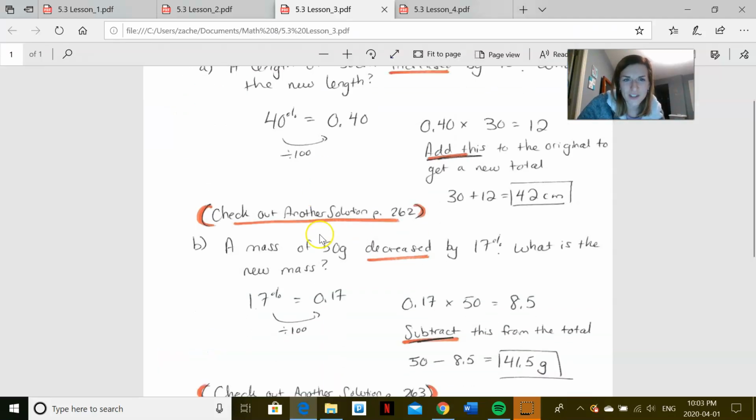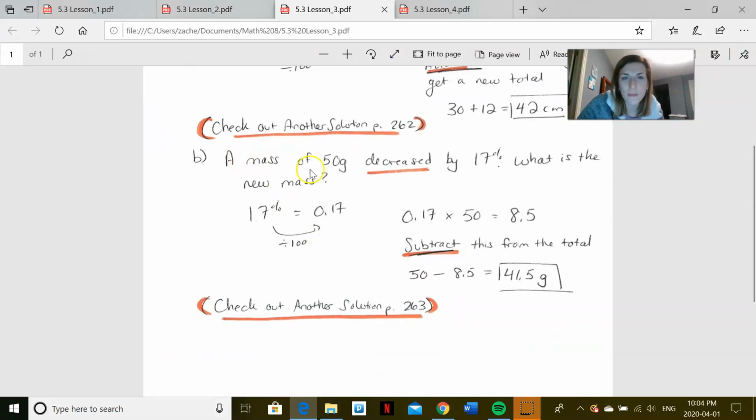The next question says that we have a mass of 50 grams and it's decreased by 17%. What is the new mass? So same idea. We're going to calculate whatever the 17% of the total is. So we take that percentage and we turn it into a decimal, right? Two decimal places.